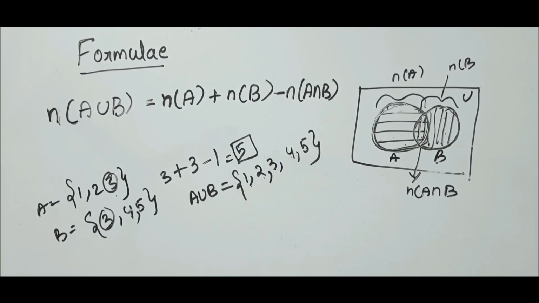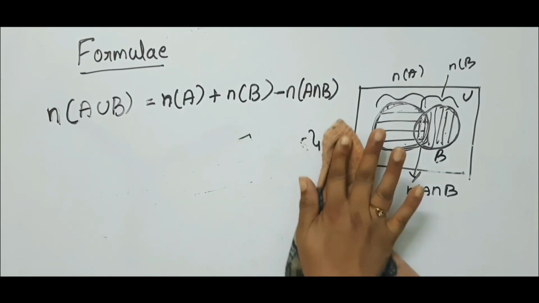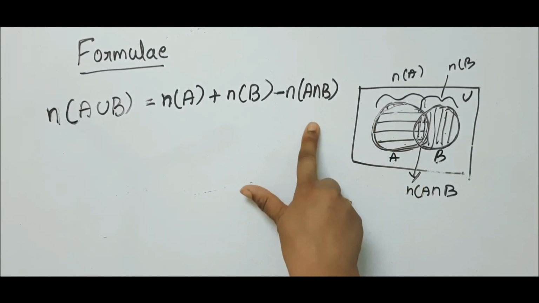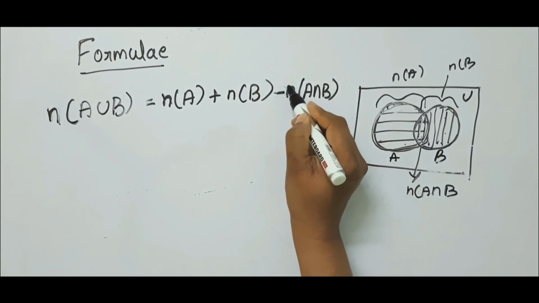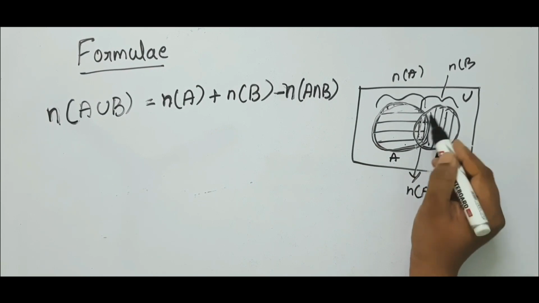Okay. So whenever we want the number of elements of A union B, first count the number of elements of A. The formula is number of elements of A plus number of elements of B minus number of elements of A intersection B. If there are no common elements, then the intersection will be empty. Is it not?